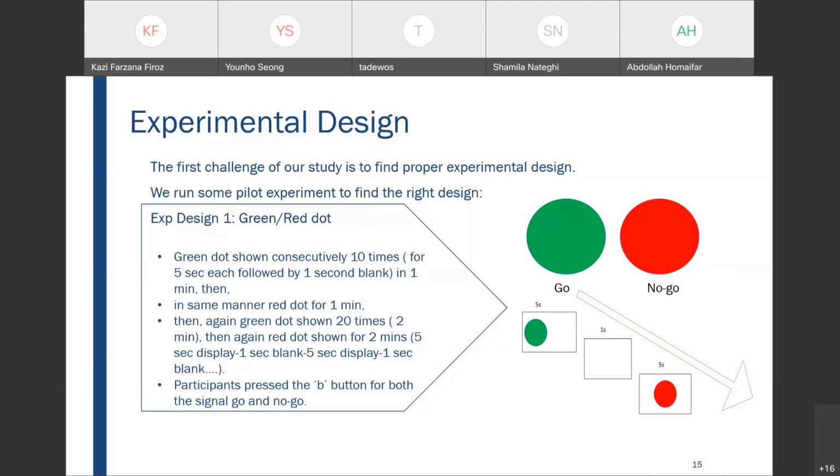While seeing the go signals or the no go signals, participants press the B button for both the stimuli. So here we use the same response because we wanted to see if there is no motor distinction, like there is no difference in motor activity. Is there any difference in just the cognitive task, like when the human is thinking go or no go?